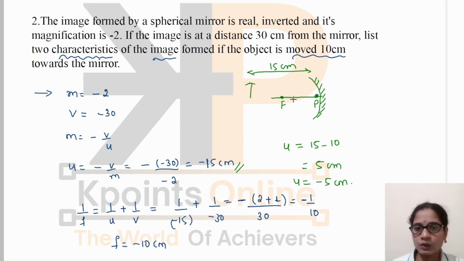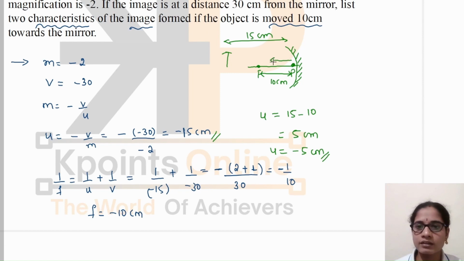So now see here, the focal length is 10 centimeter. Now if the object is moved towards the mirror by 10 centimeter, it will be at 5 centimeter from the mirror, which we have got here. So it will be at 5 centimeter. It will be now placed here. Means you can see here, this object is between F and P.